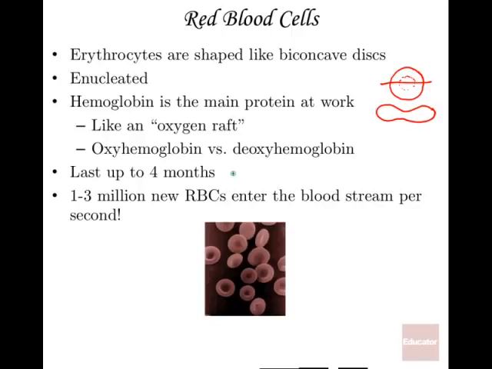Some of them last a lot less time than that because they can get damaged as they're getting shuttled through your bloodstream. They get damaged, they get ruined, and they break down. And since they don't have a nucleus or those other organelles, they're not repairing themselves. You're getting rid of at least 1 million red blood cells every second of every day, and you're also making that many. So you can get away with having these damaged red blood cells because you're making 1 to 3 million new red blood cells entering the bloodstream every second.